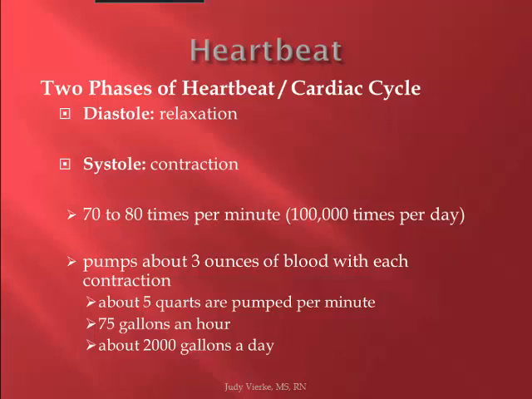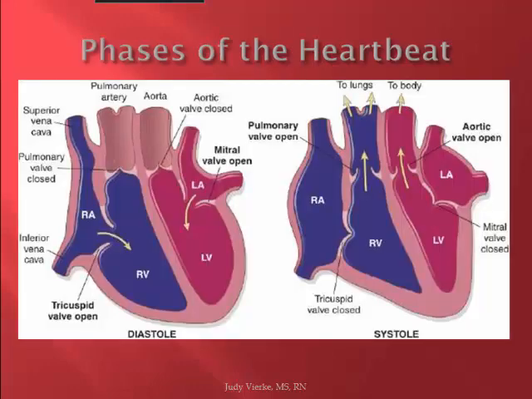And your heart does this about 70 to 80 times a minute, which is your heart rate. And just FYI, about 100,000 times per day. Each pump is about 3 ounces of blood, which is about 5 quarts per minute, 75 gallons per hour, about 200 gallons a day on average, and all this without you really thinking about it. So what does systole and diastole look like?